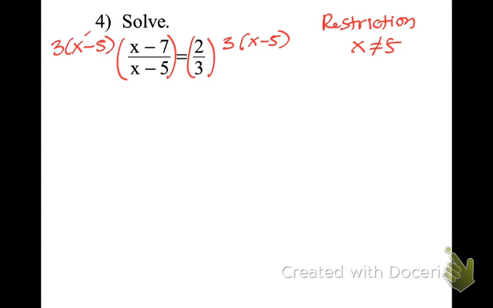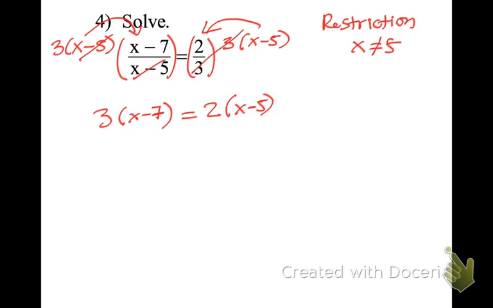Good. So when I distribute here, I get 3 times x minus 7. When I distribute here, we can cross-cancel the 3's, and I'm left with x equals 2 times x minus 5. So I can do the same thing we've been doing. And notice the cross products: doesn't this end up being 3 times x minus 7? It works out the same. Doing your cross products or clearing the denominator, one method or the other.